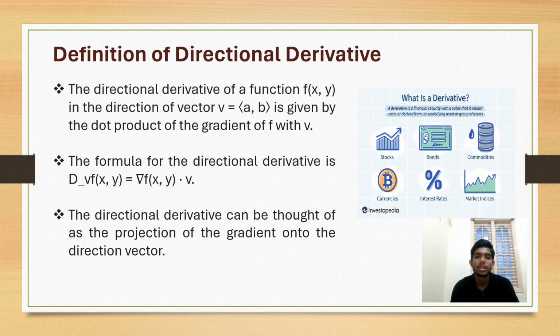The definition of the directional derivative. The directional derivative of a function f of x, y in the direction of the vector v = (a, b) is given by the dot product of the gradient of f with u. The formula for the directional derivative is D_u f(x, y) = ∇f(x, y) · u. The directional derivative can be thought of as the projection of the gradient onto the direction vector.